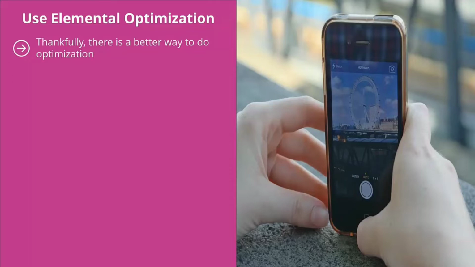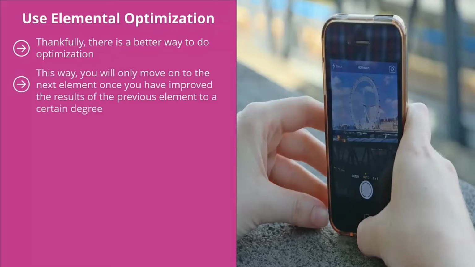Instead of just taking random guesses as to what would turbocharge the results of your sales funnel, you break up each part of the sales funnel process into elements and you make changes on an element-to-element basis. This way, you will only move on to the next element once you have improved the results of the previous element to a certain degree.